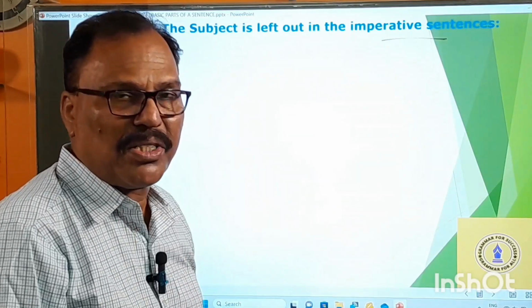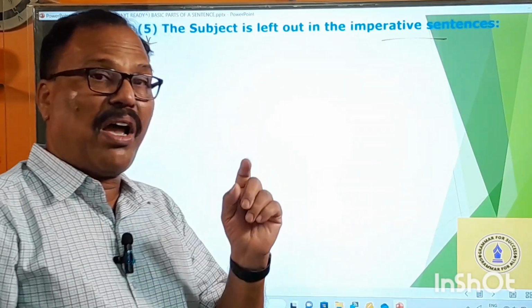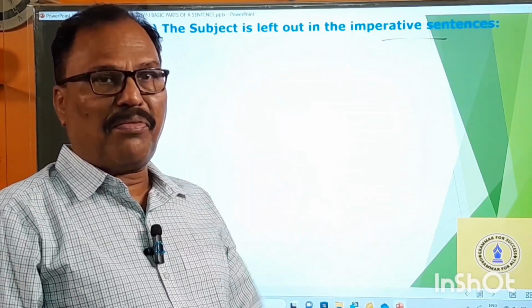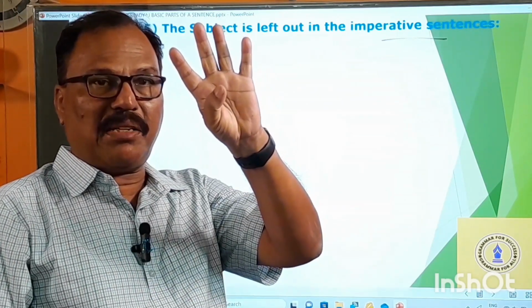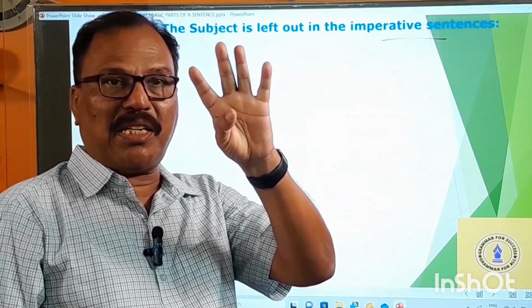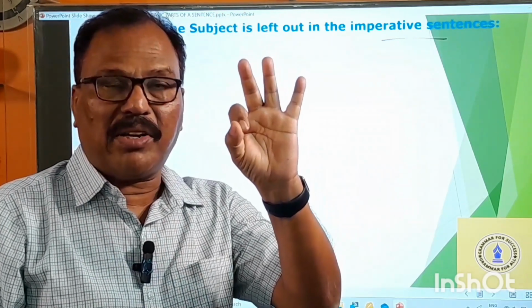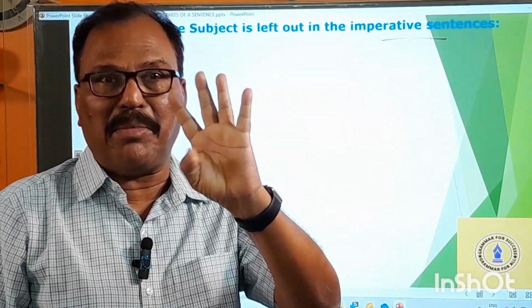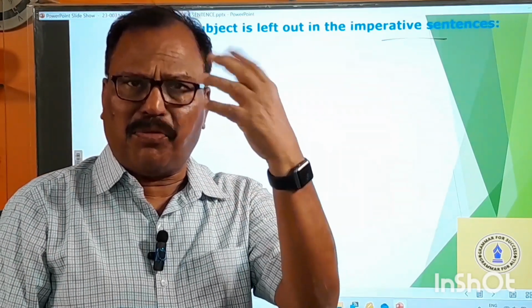First of all, you try to understand, because in my previous video, I have made it clear. What is that? Kinds of sentences. There are four kinds of sentences. Basically, there are four kinds of sentences. What is that? Assertive sentence, interrogative sentence, imperative sentence, exclamatory sentences. So in this way, there are four kinds of sentences.